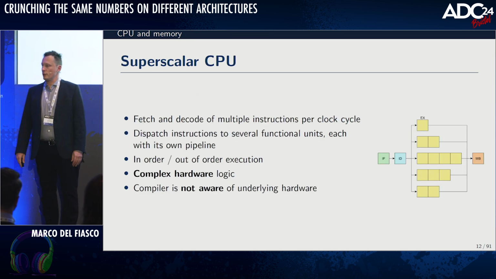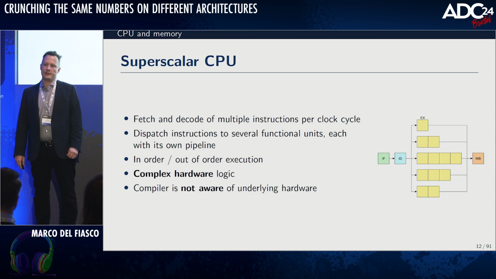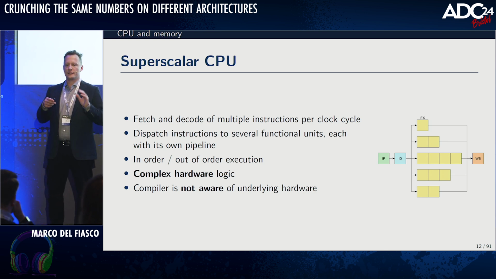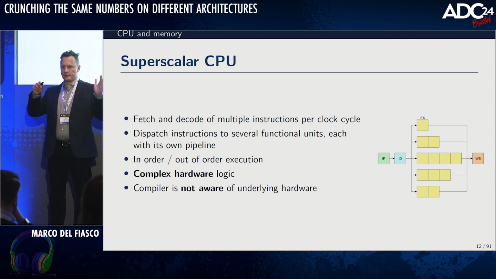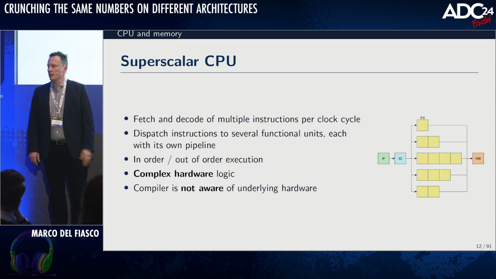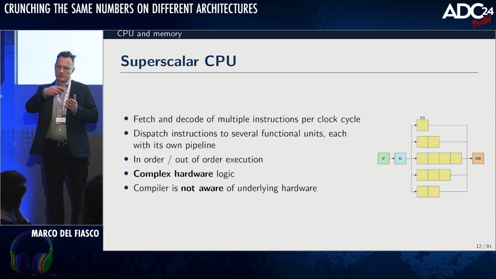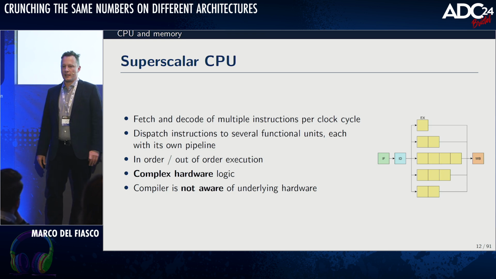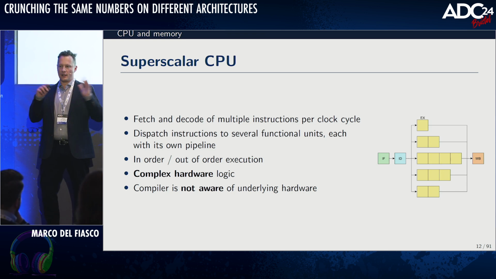Superscalar CPU. The idea of superscalar CPUs is to fetch multiple instructions per clock cycle and deliver them to hardware units that are parts of the CPU, called functional units, each with its own pipeline. This architecture is quite common nowadays. Superscalar CPUs can execute instructions in order and out of order.